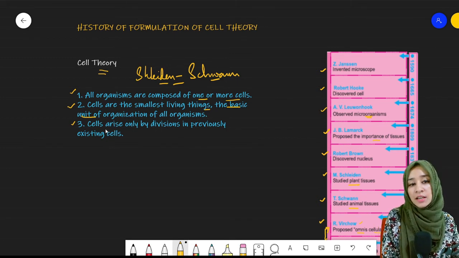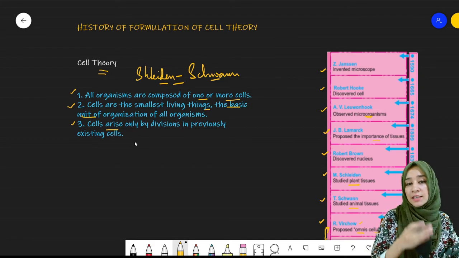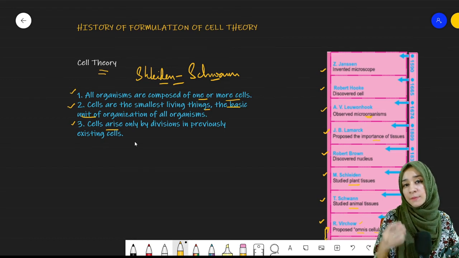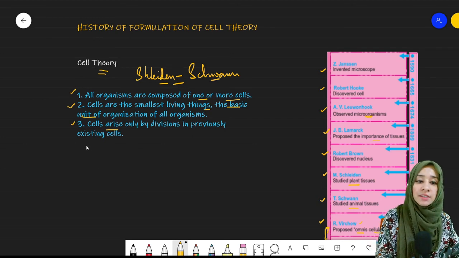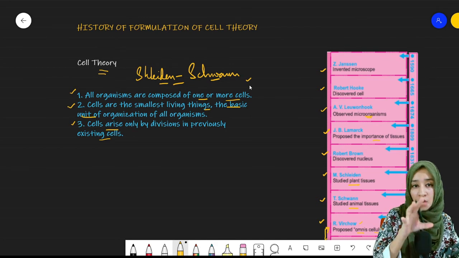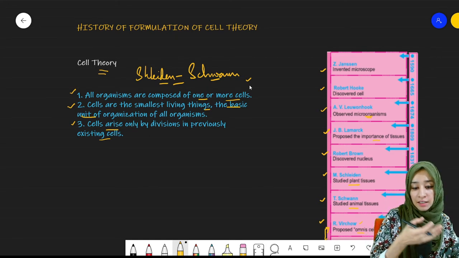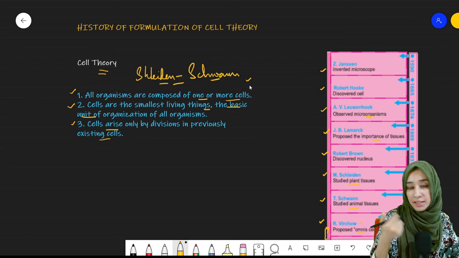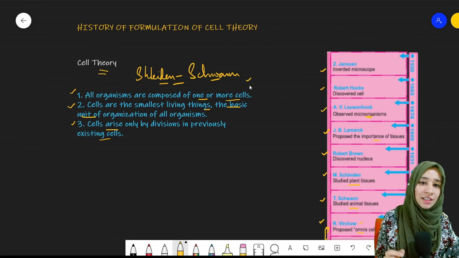And the third one, which was given by Virchow, is that cells arise only by dividing the previously existing cell. The cells which are already present in our body will give rise to new cells. These were the three basic points of the Schleiden and Schwann cell theory. So this was all about the cellular organisms: every single organism consists of one or more cells, the cell is the basic unit of life, and an already existing cell will divide and give rise to a new cell.